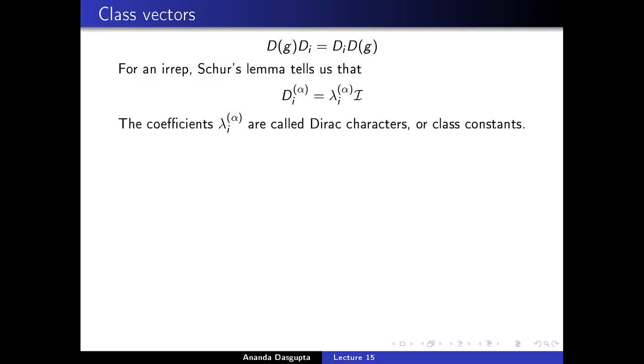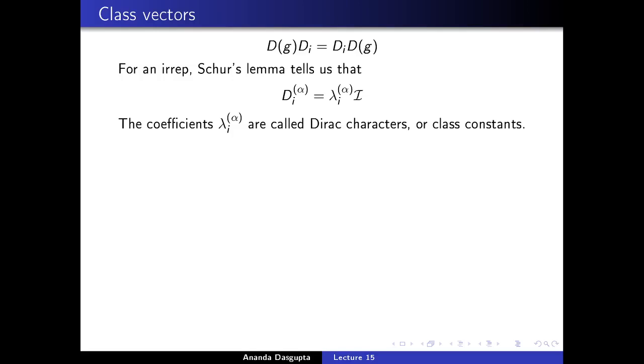So to summarize, what we have found out is that if I start with any irreducible representation of a group and add all the matrices corresponding to a given class, I am going to get a matrix which is the identity matrix times a coefficient, and that coefficient is our class constant for that particular class and that particular irrep. Now the reason why we are so interested in the Dirac characters is simply that they are related to the characters that we have been dealing with so far.